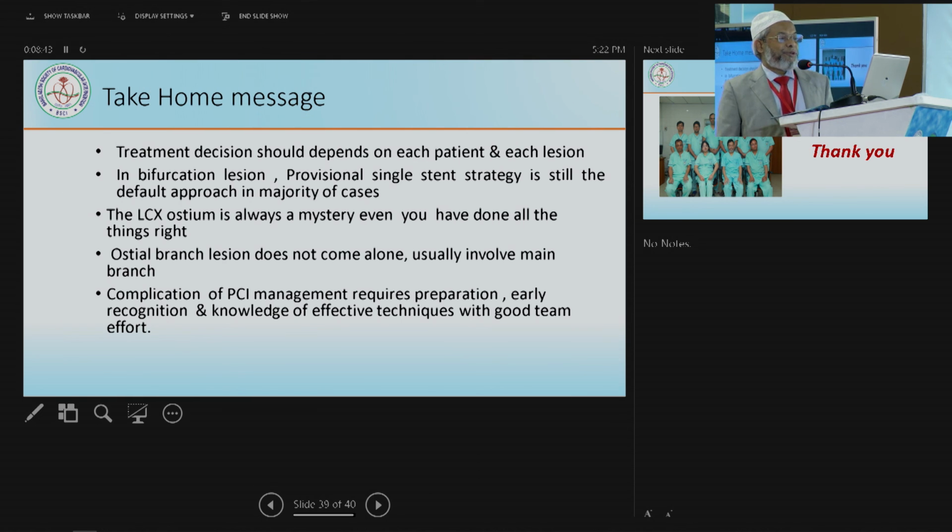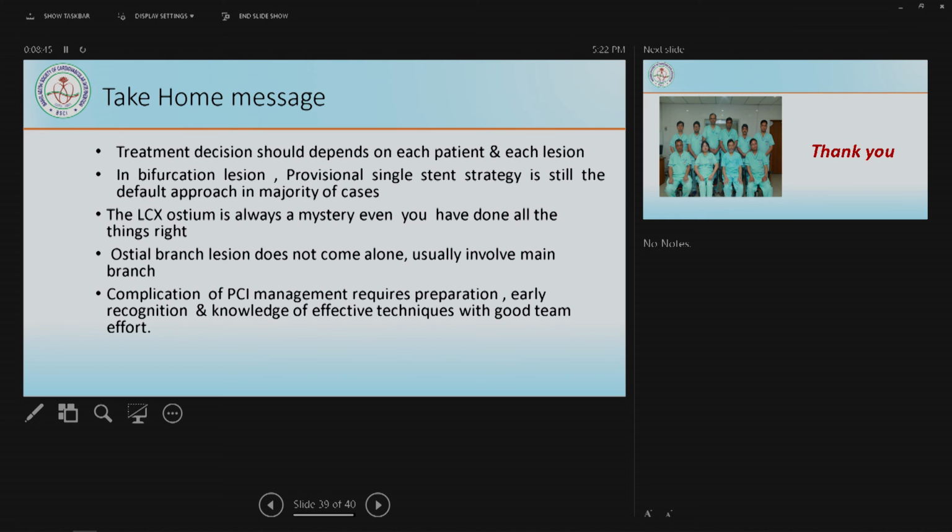Treatment decision should depend on each patient and each lesion. In bifurcation lesions, the provisional single stent strategy is still the default approach in the majority of cases. Here it is not a bifurcation lesion, but it is an iatrogenic bifurcation lesion. And the left circumflex ostium is always a mystery, even when you have done all the things right. Ostial branch lesion does not come alone and usually involves the main branch.